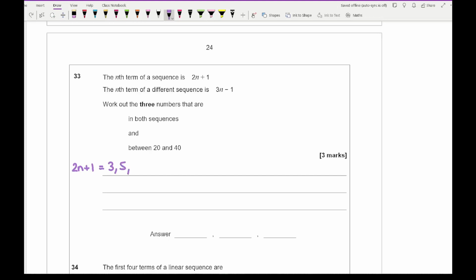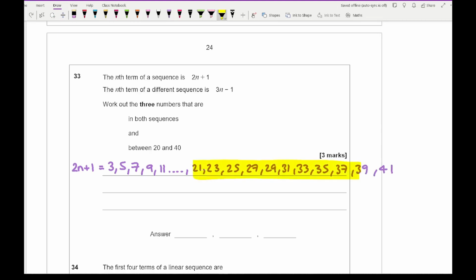So I've got 3, 5, 7, 9, 11. Now, basically, they're all going to be the odd numbers starting with 3. So looking at the odd numbers between 20 and 40, that's going to be 21, 23, 25, 27, 29, 31, 33, 35, 37, 39, 41. But the only ones that we're interested in are the ones between 20 and 40, which are these ones here.